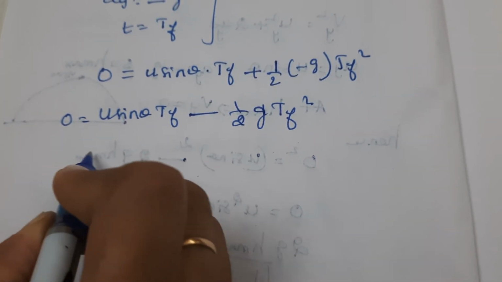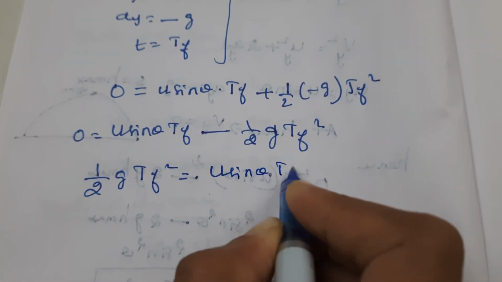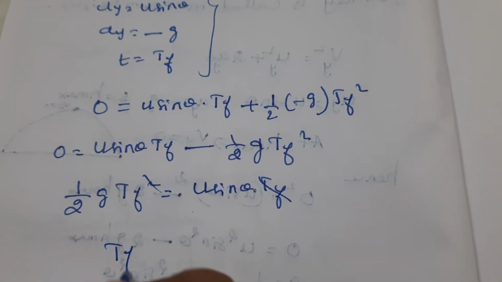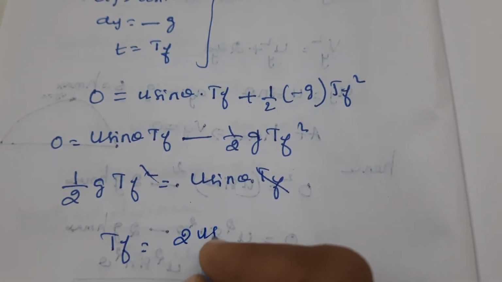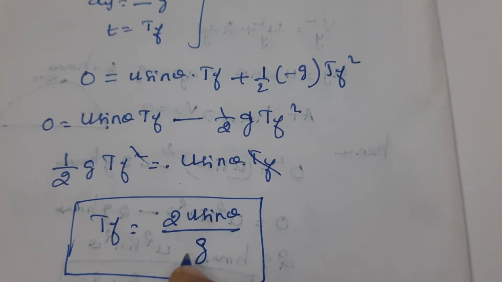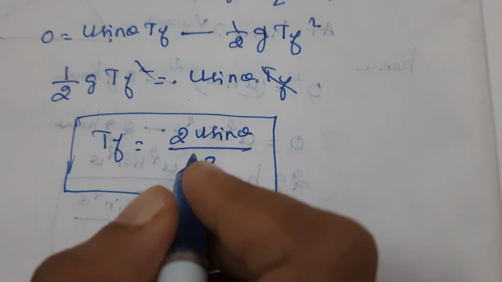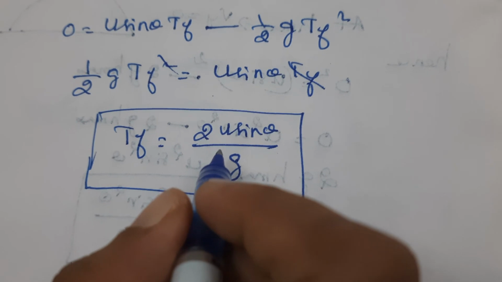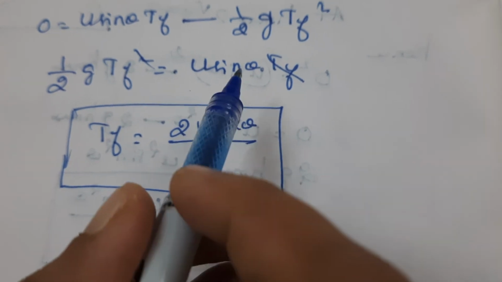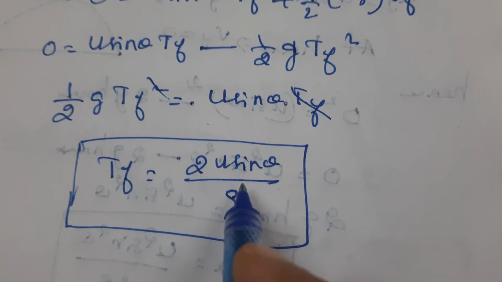We can rewrite this as half g tf squared is equal to u sin theta tf. So one tf cancels from tf squared. We can write tf is equal to 2u sin theta by g. So this is the time of flight. Time of flight can be obtained from the relation S = ut + half at squared, using the vertical components of displacement and velocity, and we got tf equal to 2u sin theta by g.